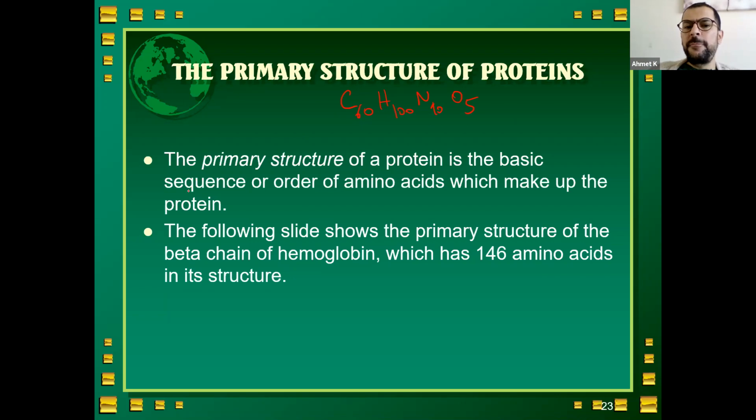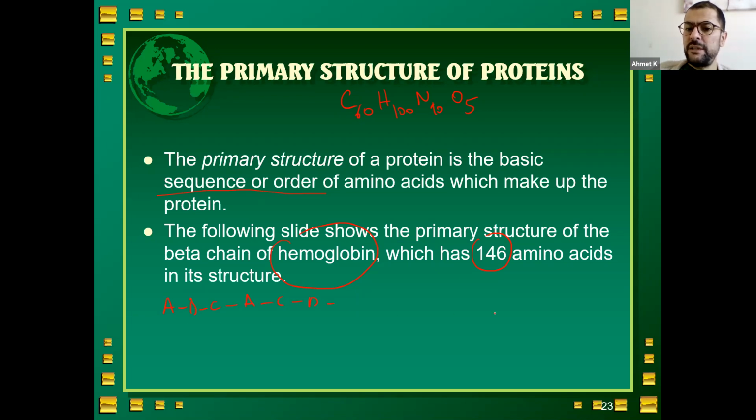The first one is the primary structure. The primary structure is nothing but the basic sequence, the order of the amino acids which makes up the protein. If I want to give you an example, look at hemoglobin. There are 146 amino acids. Some of them might be the same, some of them are different, but in total there are 146 amino acids. So the primary structure is telling me the order, like attaching A to B to C to A again to C to D, etc.